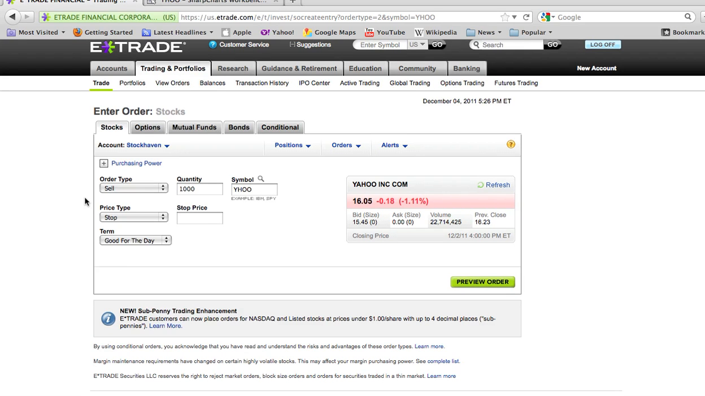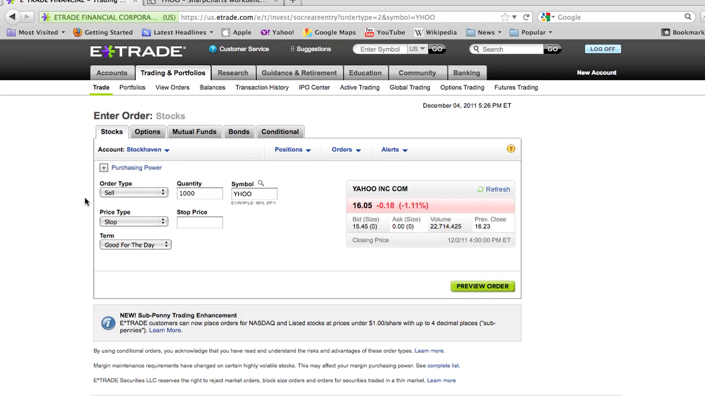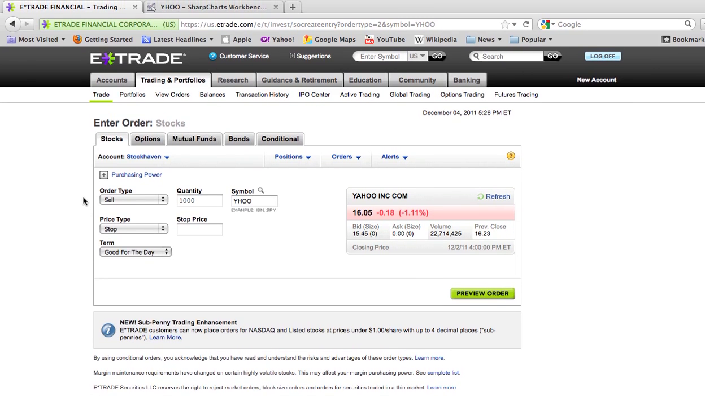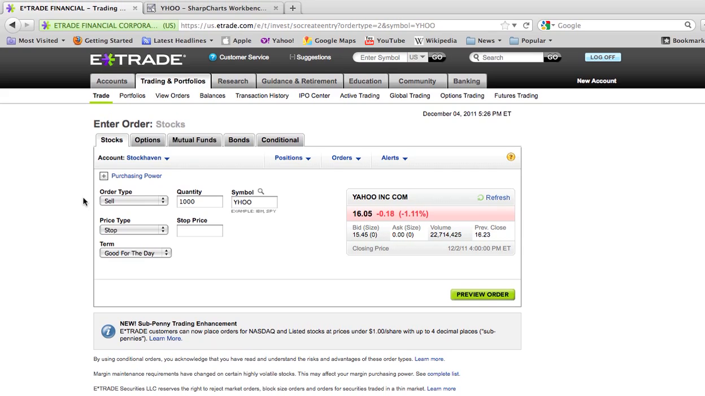Now, a stop loss is a type of order that you put in where if you're in a trade and the stock goes below a certain price, you will automatically sell those shares that you have. So this is useful for people who might not be able to watch the market all day, but they still want to enter a trade.